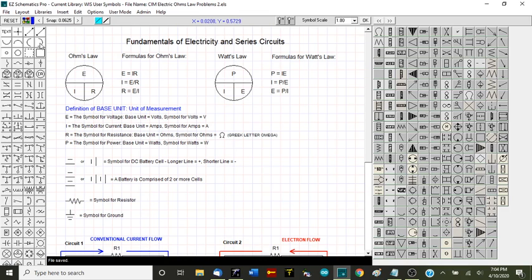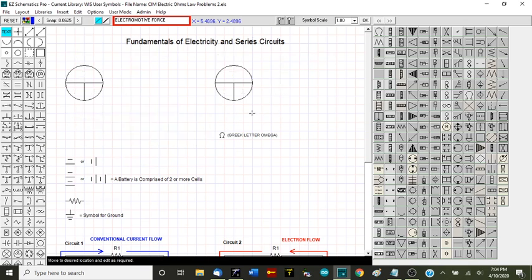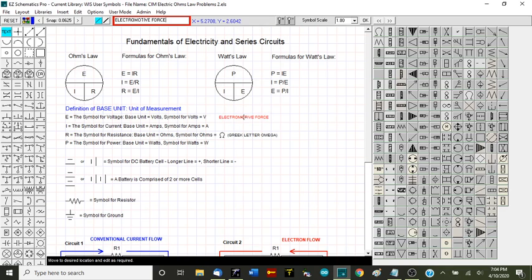And I want you to remember this. I think the reason why we use the E symbol for voltage is because it stands for electromotive force. And that's the easiest way I can get you to understand and remember what E is. It's electromotive force. That's what voltage is. All right, we measure voltage in volts.